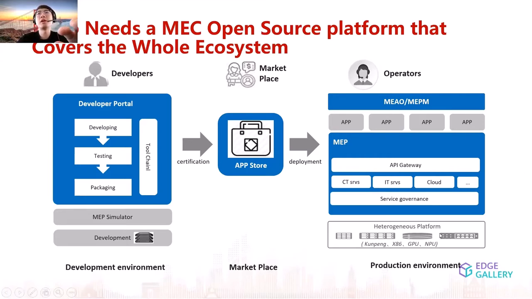So let me talk about the architecture of the platform. Here's a developer, like a coder, like me. We can code and develop a software project on our platform. After developing, they need to test, and they need to package the whole project. Here's the tool chain for the whole project. And they need the MEP platform. MEP means multi-access edge platform. They need this MEP simulator to run their project.